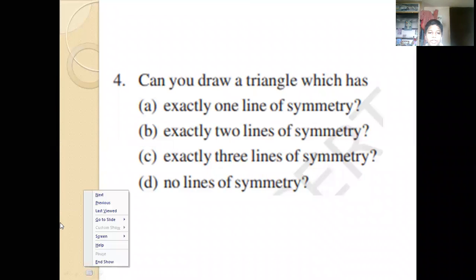Now, we have some questions. Can you draw a triangle which has exactly one line of symmetry? We know an isosceles triangle has one line of symmetry. Two lines of symmetry? How many kinds of triangles do we have? Isosceles, equilateral, scalene. That's it. So, we have to take only the sides as the basis, angles we should not consider. Equilateral has three lines, isosceles one line, scalene zero. But we do not have two lines of symmetry in a triangle. So, the first one is isosceles.